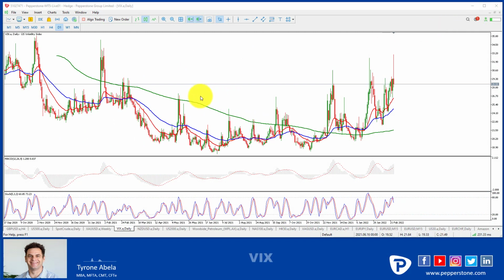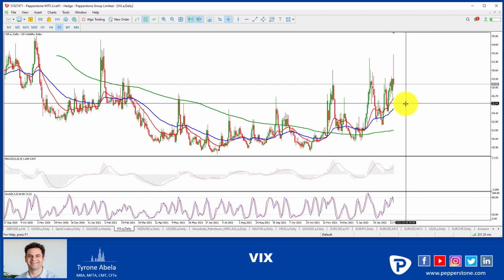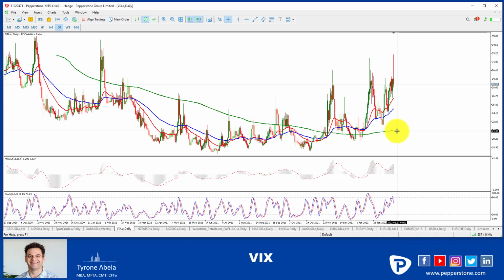This is the daily chart on the VIX. You can see here that we've got a massive spike that went all the way to that 33, or close enough, basically 33 on the dot. Look, anything over 20 and we're starting to see a little bit of volatility.